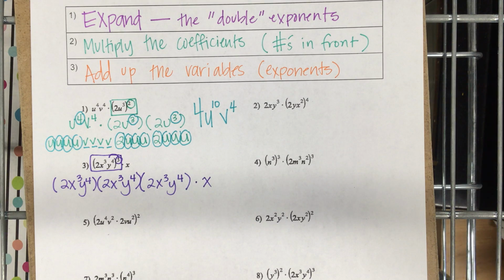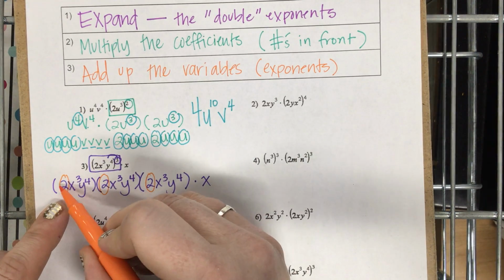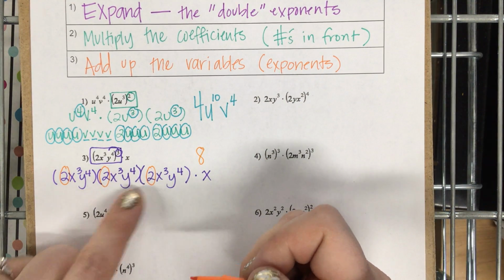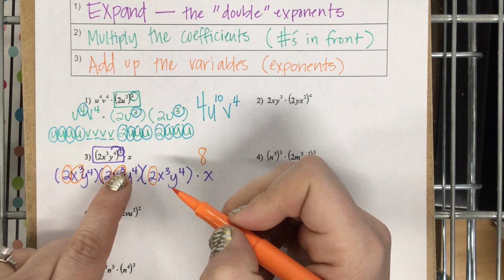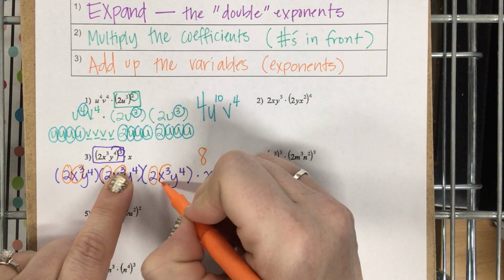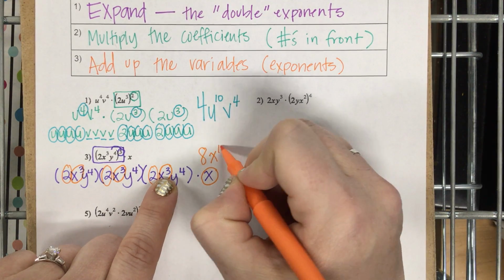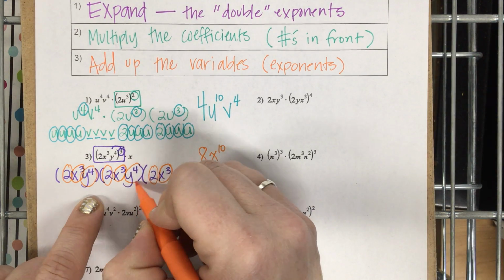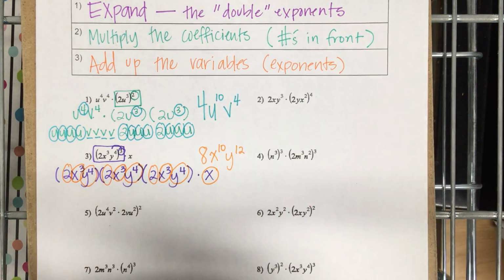So I've got my rules, and again my rules are multiply the coefficients and add the exponents. So 2 times 2 times 2: 2 times 2 is 4. 4 times 2 is 8. Then I have 3 x's here and 3 x's here. 3 and 3 makes 6. Another 3 makes 9. And one more makes 10. 4 and 4 make 8. And 4 more make 12.